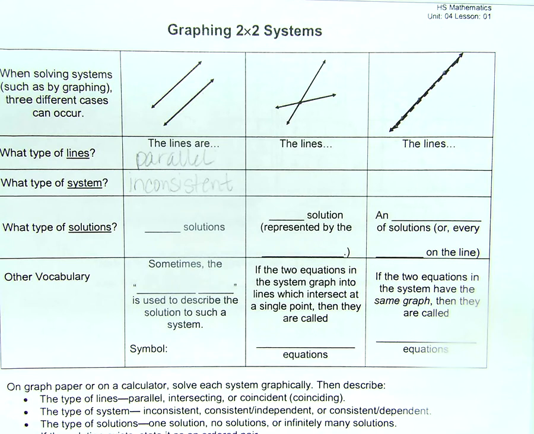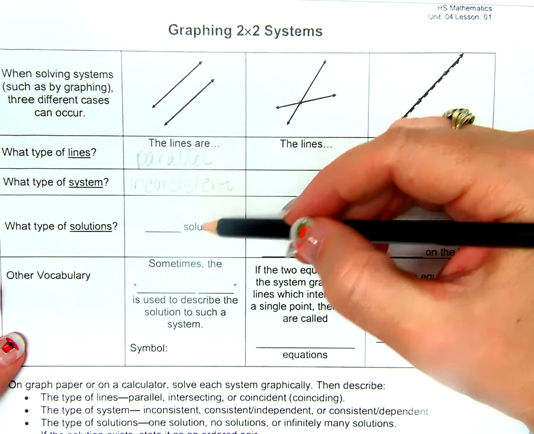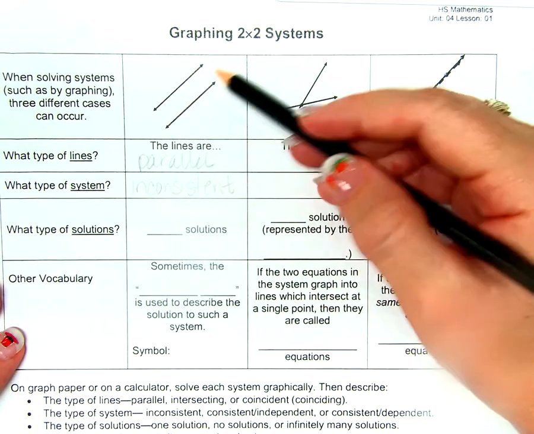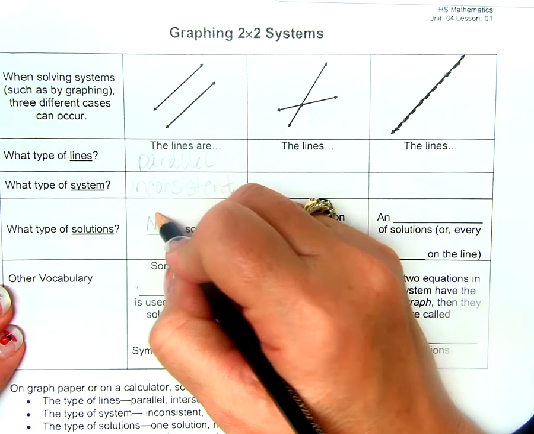Inconsistent, how many solutions are there? None. Okay? The one solution that coach would have is to sit the bench, right? But when we're talking about actual solutions here, there's no what? There's no intersections, and so there are no solutions.